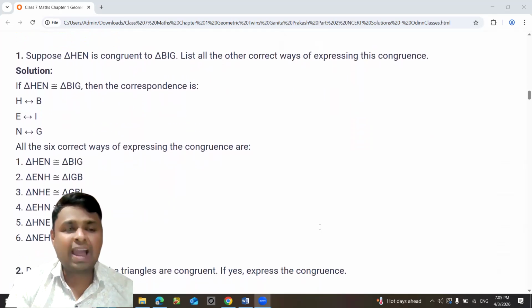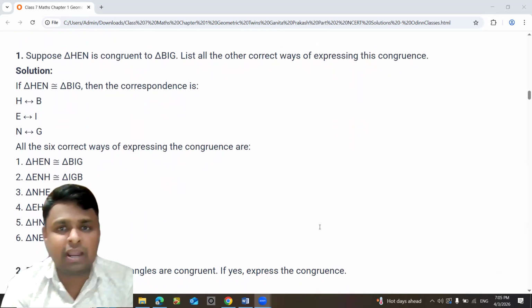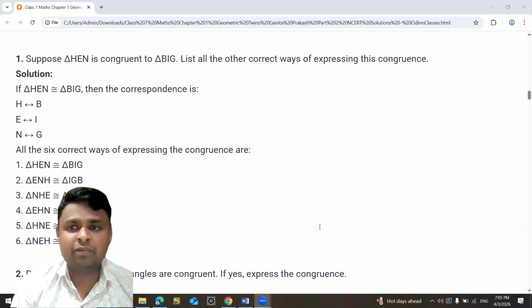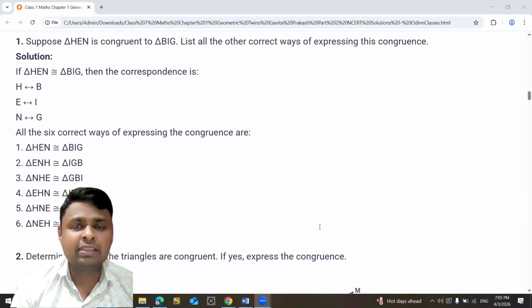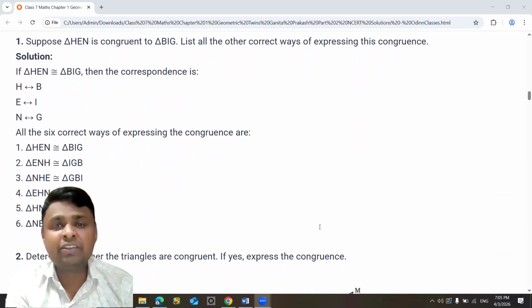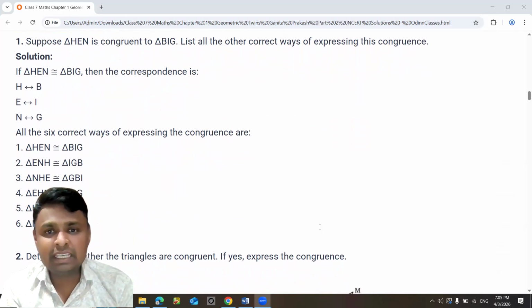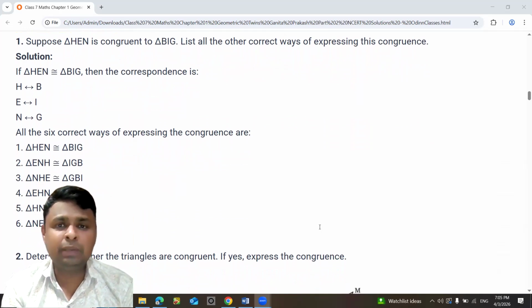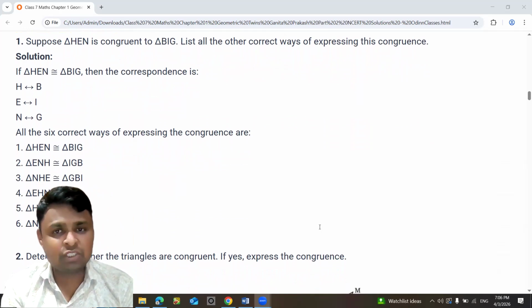Now suppose triangle HEN is congruent to triangle BIG. List all correct ways of expressing this congruence. Now remember, the triangles are represented by three-letter names. So triangle HEN is congruent to triangle BIG. Look carefully. The correspondence is H to B, E to I, and N to G. So whenever H comes in the first triangle, it should be in front of B in the second triangle.